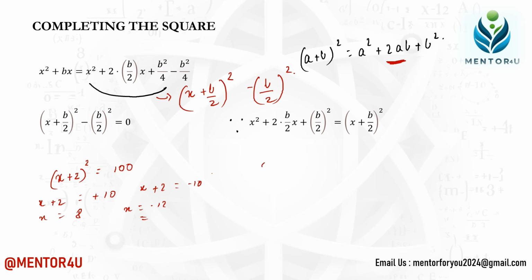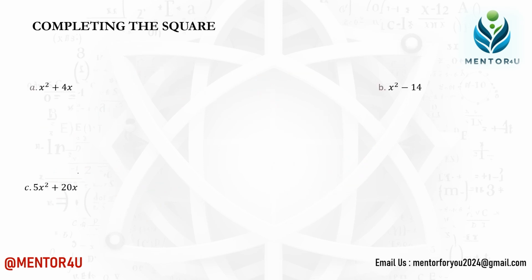If we have this term x square plus bx, to make it a perfect square, we need to add b by 2 whole square. That's it, right? So let us take some examples like that. So here, to make this expression a perfect square, we need to add something or we need to subtract something. Let us learn that concept here.